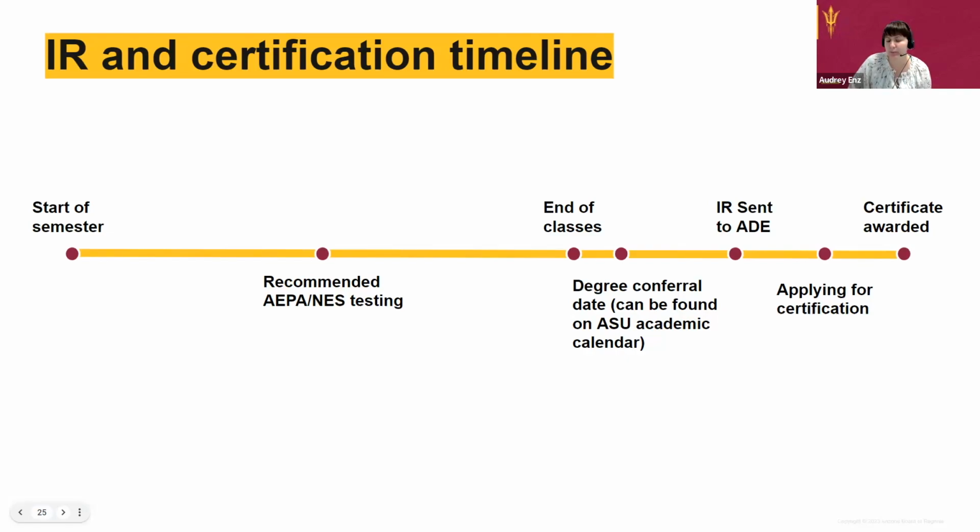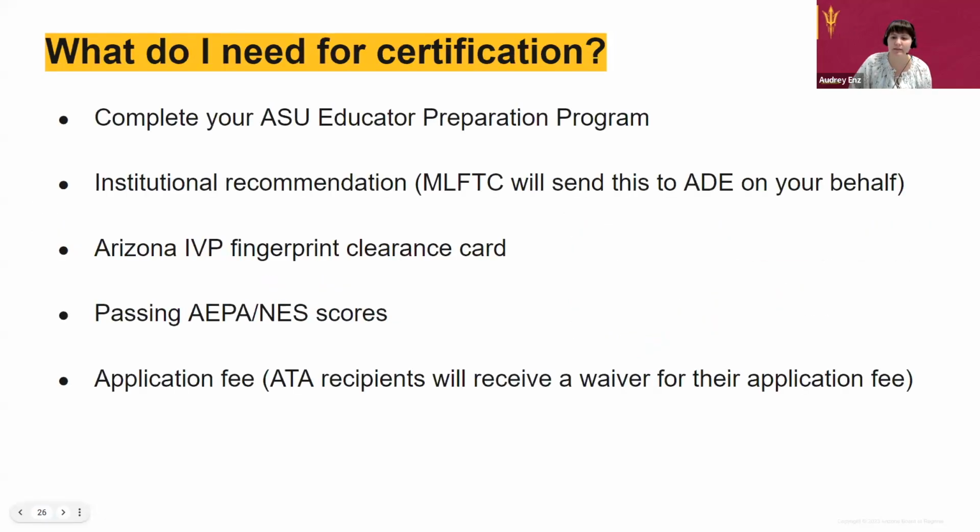The Arizona Department of Ed estimates about a 4 to 10 week wait for application processing and certificate awarding, but just know that with an IR that timeline is drastically cut because you don't have to go through an individual course by course evaluation.